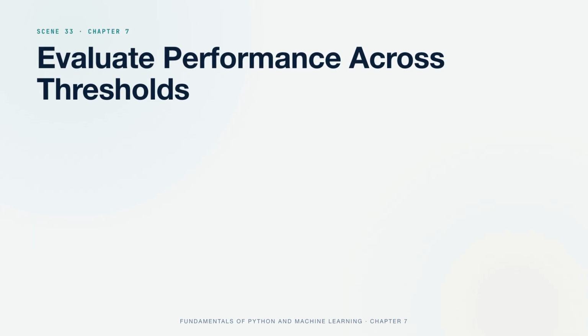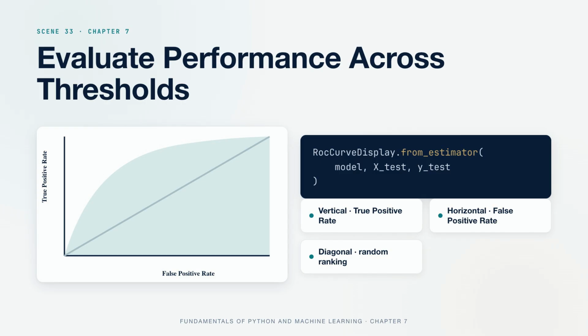The receiver operating characteristic, or ROC curve, evaluates the classifier across many possible thresholds. The vertical axis is the true positive rate, which is the same as recall. The horizontal axis is the false positive rate. Each point on the curve represents a different threshold and a different trade-off between detecting positive cases and creating false positives. A curve closer to the upper left corner indicates stronger class separation. The diagonal line represents performance similar to random ranking. The ROC curve evaluates discrimination across thresholds rather than committing to only the default threshold of 0.5.